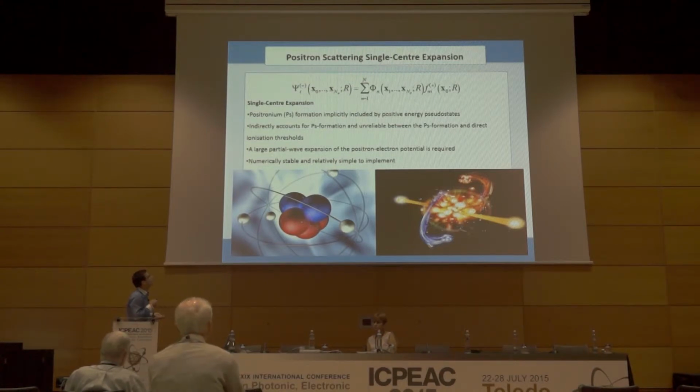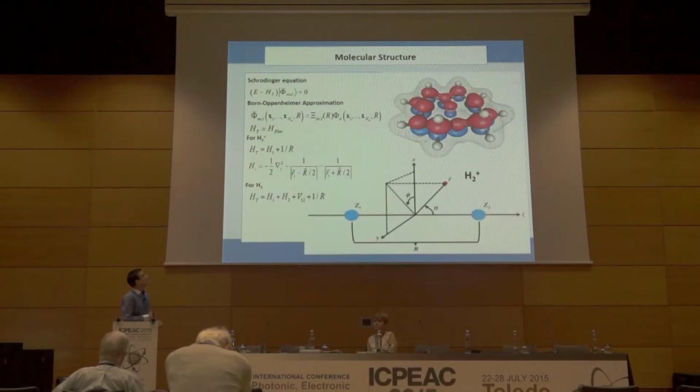A careful thing to note is that in these single centre expansion methods, we require a large partial wave expansion of the positron-electron potential. This is to take care of the strong electron-positron correlations, and these large partial waves are constructed from target state orbitals which have large orbital angular momentum. The advantage of this method is that it's numerically stable and relatively simple to implement compared to a two-centre close coupling expansion.